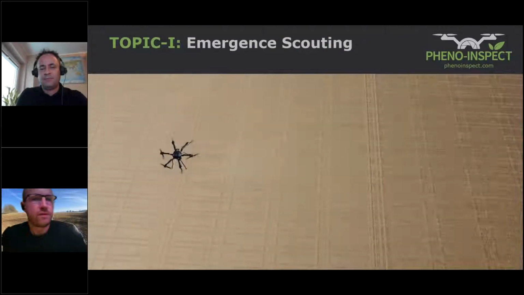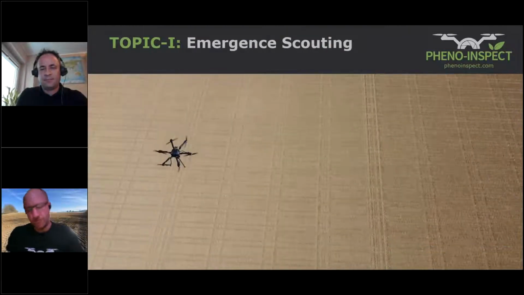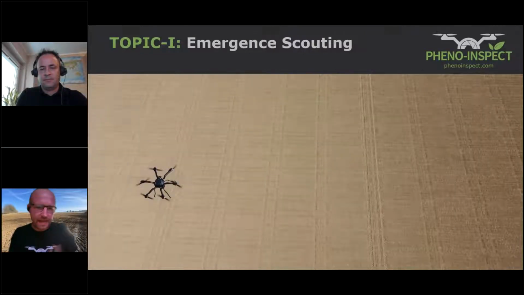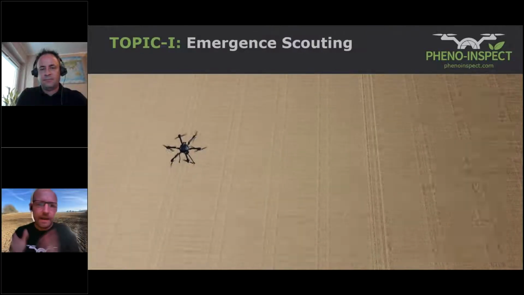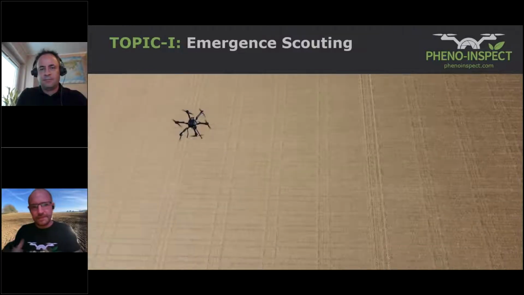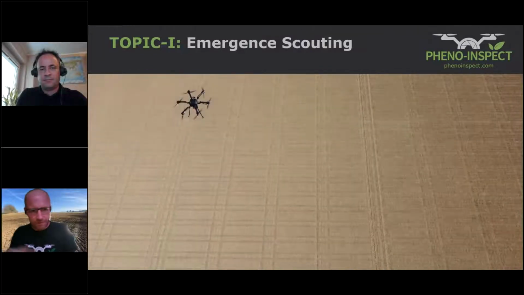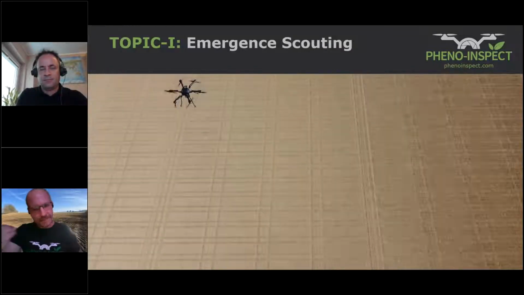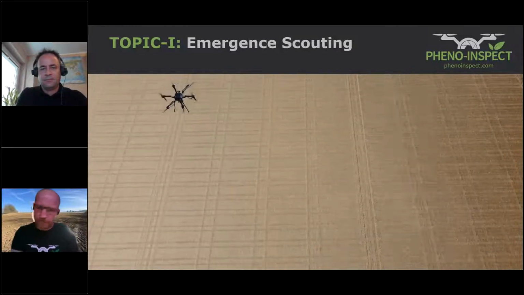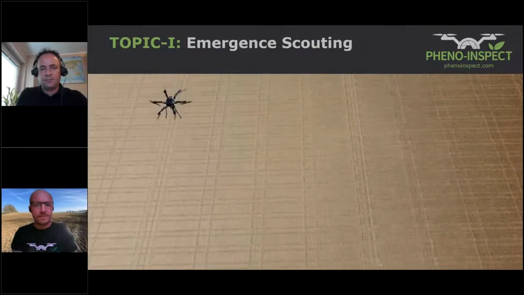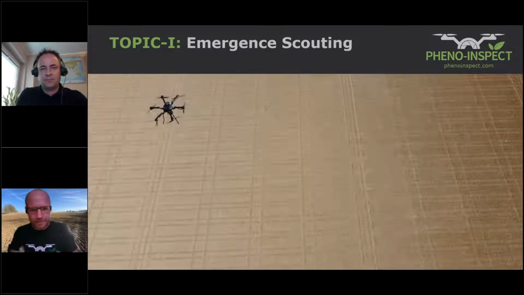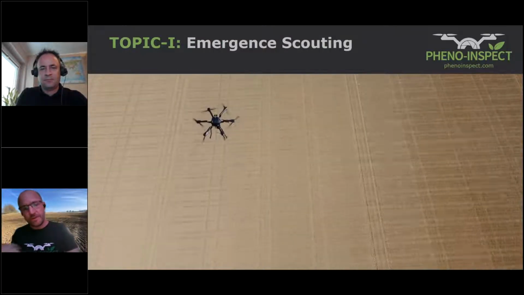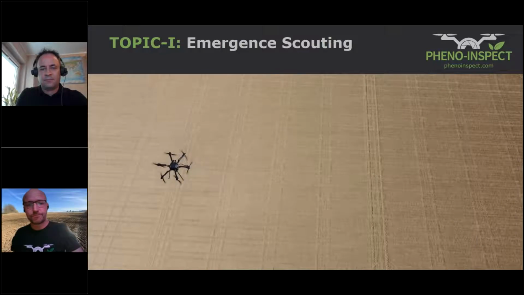So let's start with the first topic, emergent scouting. With emergent scouting, I refer to everything which happens in the youth stage of the plants, after they emerge out of the ground until they reach a certain growth stage. This might be different for different types of crops, but it's early in the season. This is important for variety testing, for variety selection. And it's very laborious. Just consider you have to count all the plants on the ground, which are very small, on a large field.